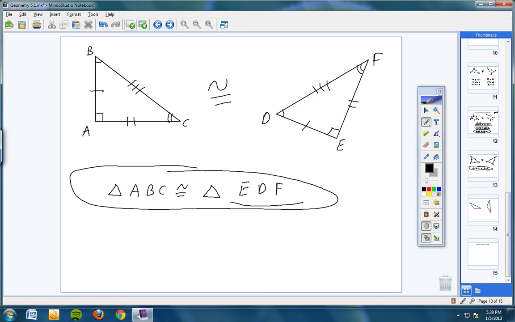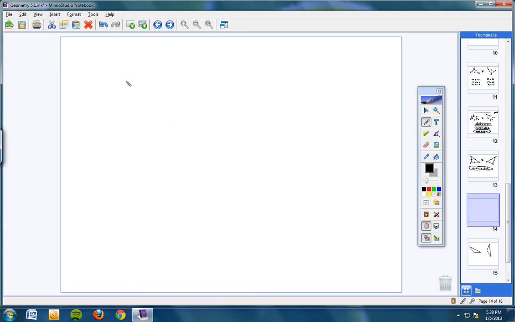I'm going to throw another thought at you guys here. I've got a question for you, super intelligent aeronautical engineers. Let's say I had triangle XYZ. Would you please write that in your notes? Is congruent to triangle, I don't know, MNO.